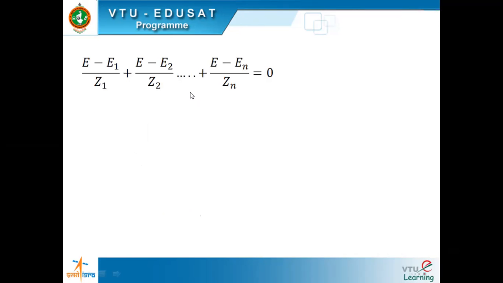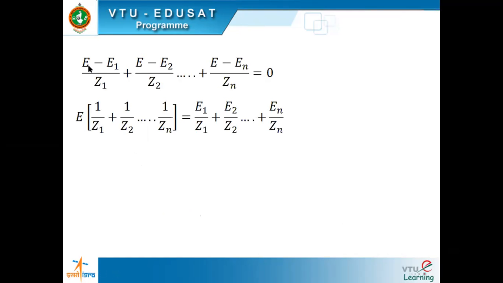Okay. So what we are doing, I'm just separating the terms. I took E common. After you take E common, what is there with every E? 1 by Z1, 1 by Z2, 1 by Zn. So 1 by Z1 plus 1 by Z2 plus up to 1 by Zn are there here. And this minus E1 by Z1, minus E2 by Z2, minus En by Zn are all taken to the right hand side. That's why they become positive on the right hand side. Is this okay with you?